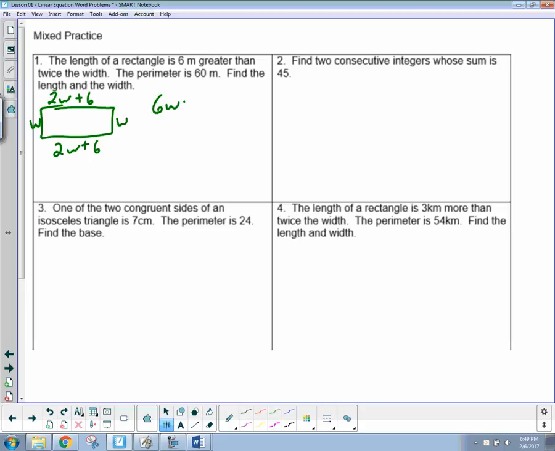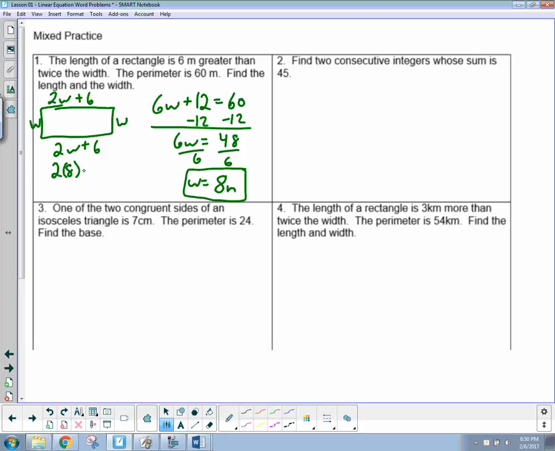Okay? Equals 60. Subtract 12 from both sides. 6w equals, well, 60 minus 12 is 48. Divide by 6. W equals 8 meters. Plug that back in. 2 times 8 plus 6. 2 times 8, 16. Plus 6 will give us 22. And this is our length. Okay?